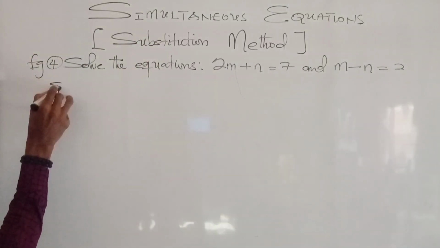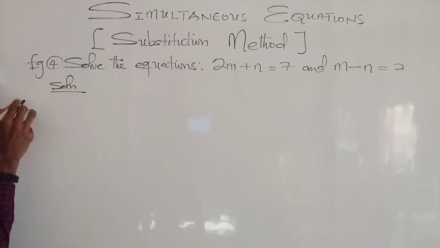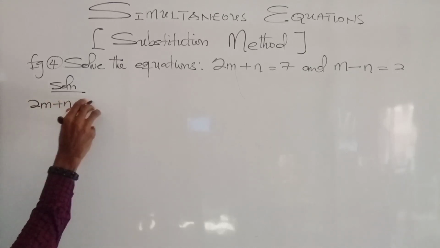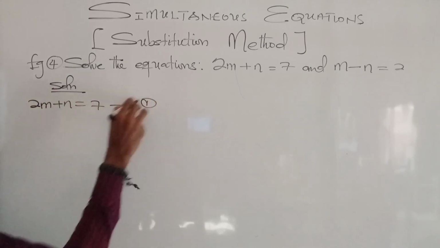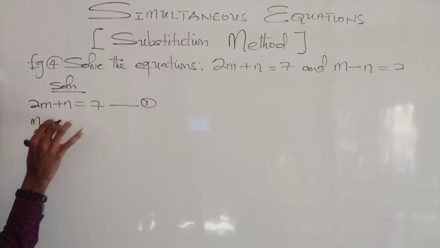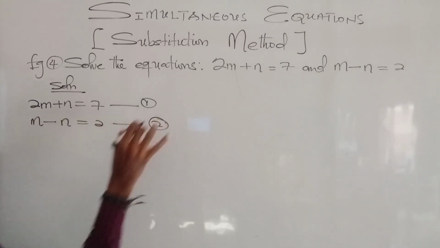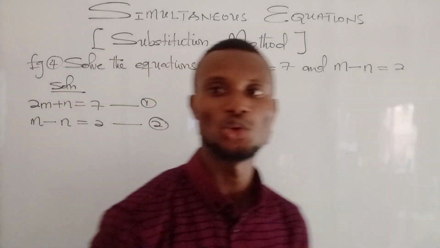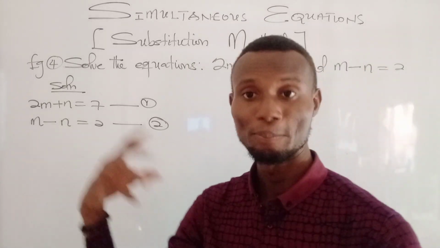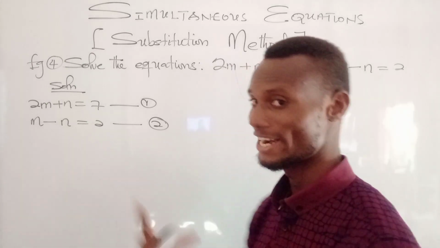So I'm going to write down my solution, and I'm going to take the first equation, which is 2m plus n equals 7, and I'll label it as equation 1. Then I'll take the second one, which is m minus n equals 2, and I'll label it as equation 2. I hope you understand and you agree with me up to this point. All that we did is to pick the equations given and label them as equation 1 and equation 2.